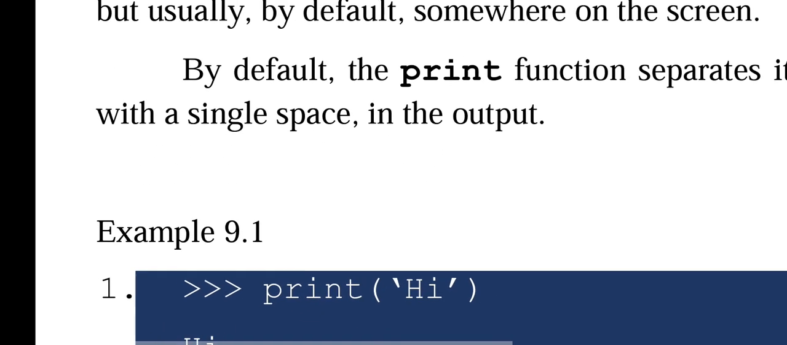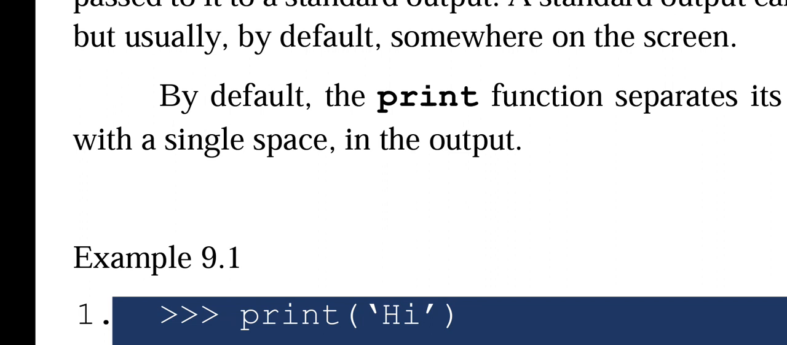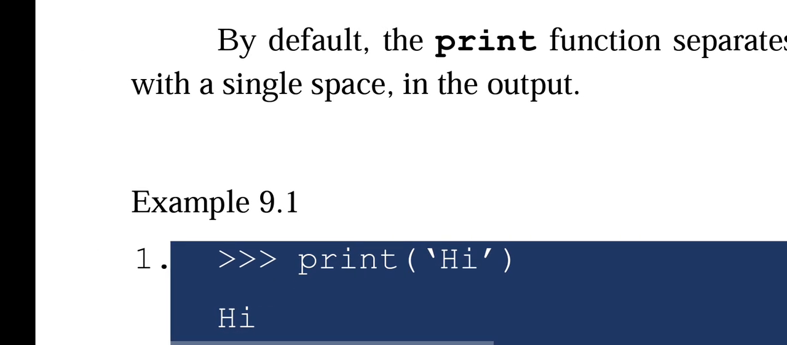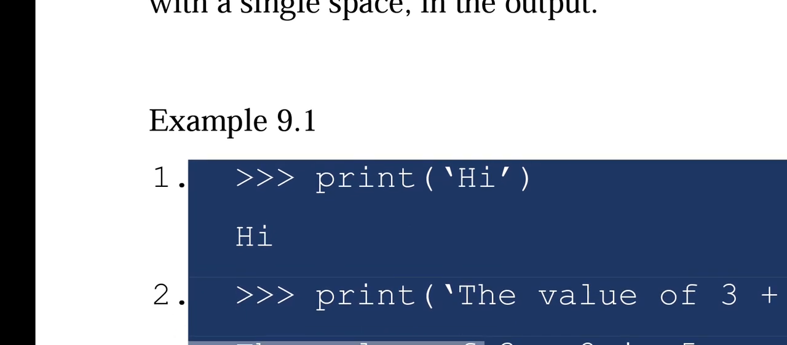Let's look at examples. In this example, the print function is called with the string argument hi, and the output is hi, this time without quotation marks, because it is not a string representation but an output.